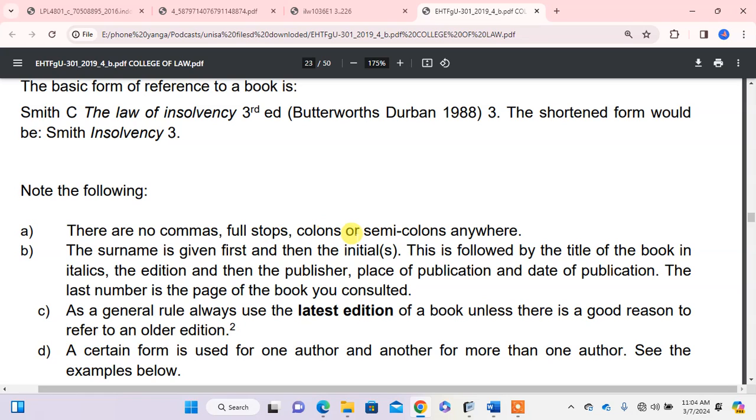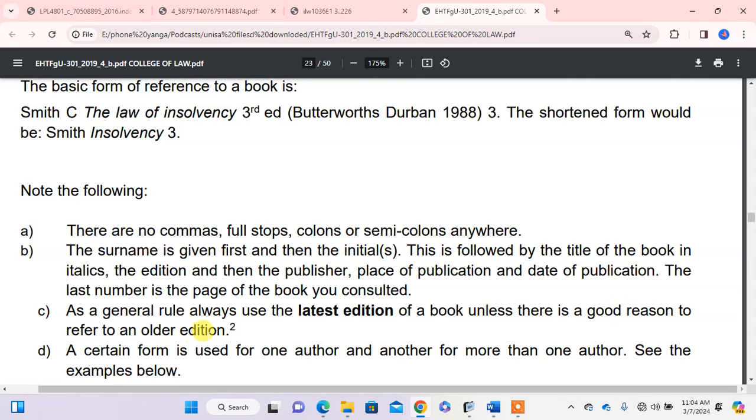The surname is given first and then the initial. This is followed by the title of the book in italics, the edition, the publisher, place of publication and date of publication. The last number is the page of the book you consulted. As a general rule, always use the latest edition of a book unless there is a good reason to refer to an older edition.